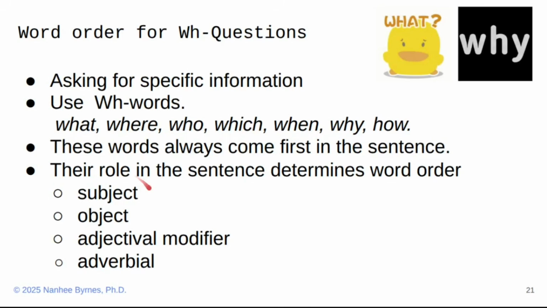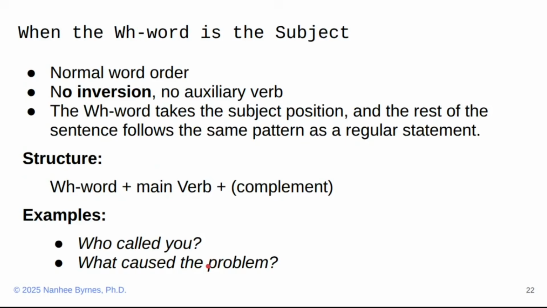Depending on whether the WH word is acting as the subject, the object, an adjective, or an adverbial, the word order changes. Let's break it down carefully. First, when the WH word is the subject. If the WH word itself is the one doing the action, we don't change the word order. There is no inversion. That means we don't move an auxiliary verb to the front, and we don't add do, does, or did. The WH word simply takes the subject position, and the rest of the sentence follows the same pattern as a normal statement.